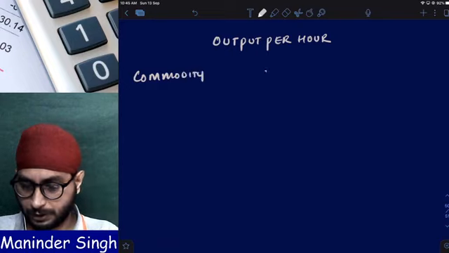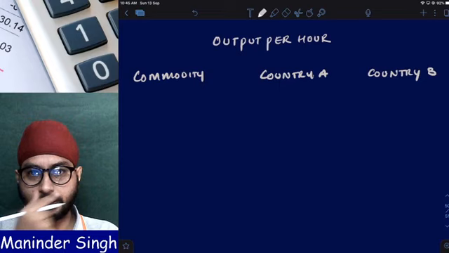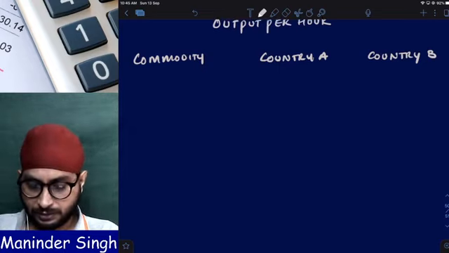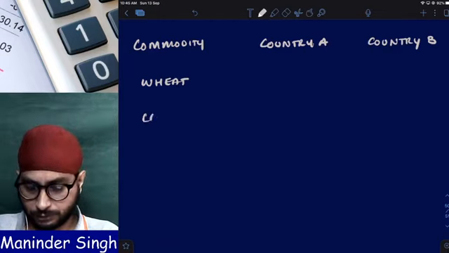Here I will write country A. Clear? And here we will write country B. So there are two countries. Now country A is having wheat and country B is producing cloth.